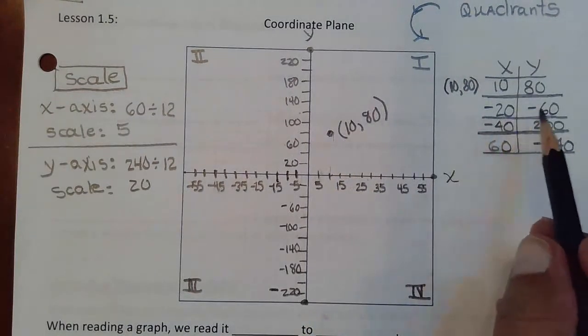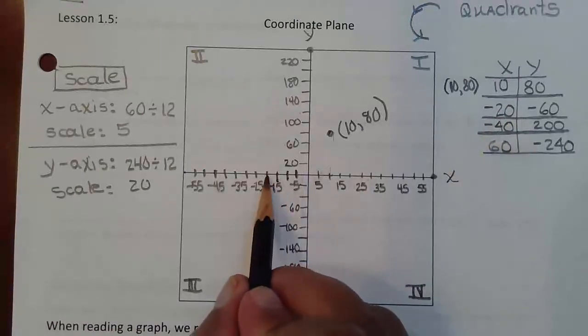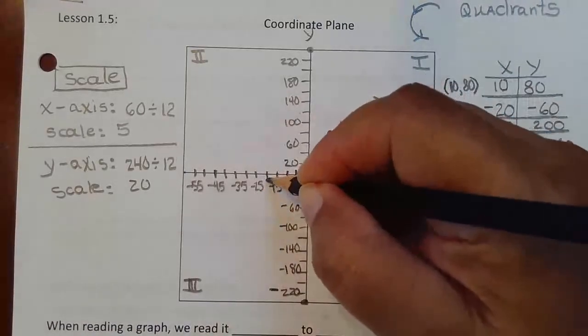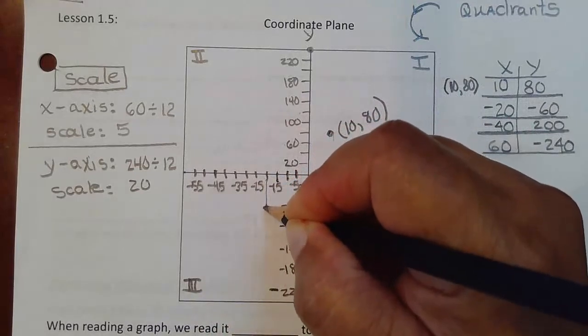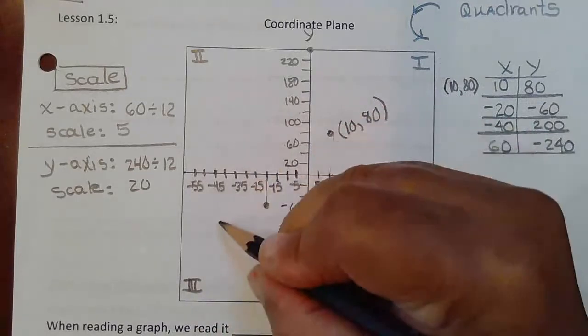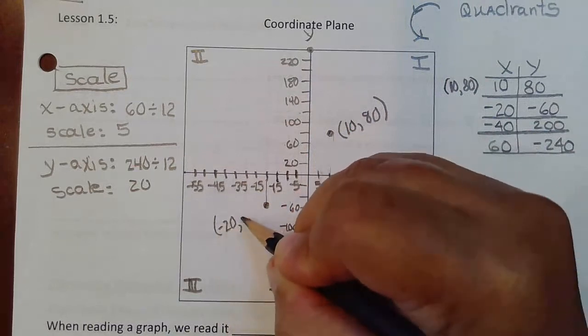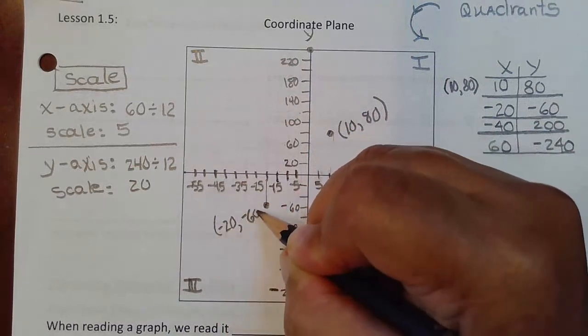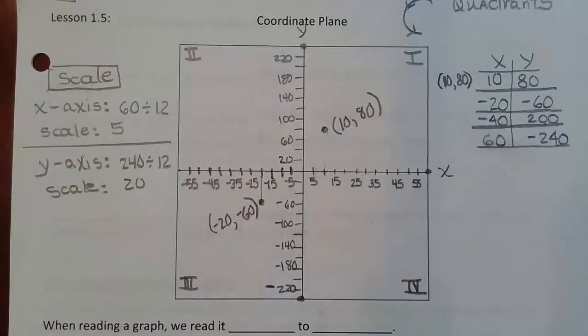Next point is negative 20, negative 60. So on my x-axis, I'm going to go to negative 20. And when I get to negative 20, I'm going to drop to negative 60. Line up those numbers, label it. Everything in quadrant 3, which is the quadrant that I'm in, has a negative x and a negative y.